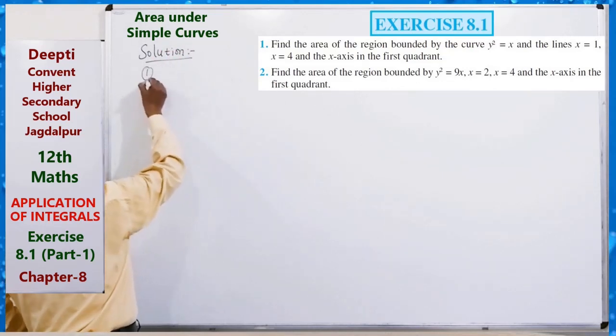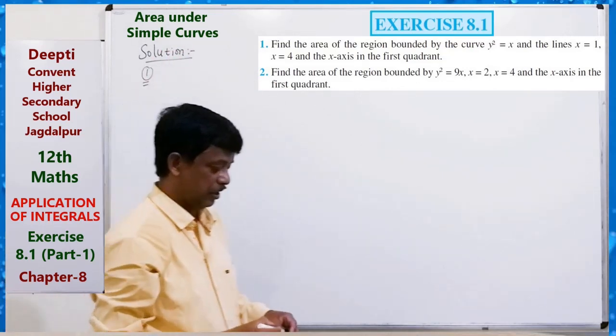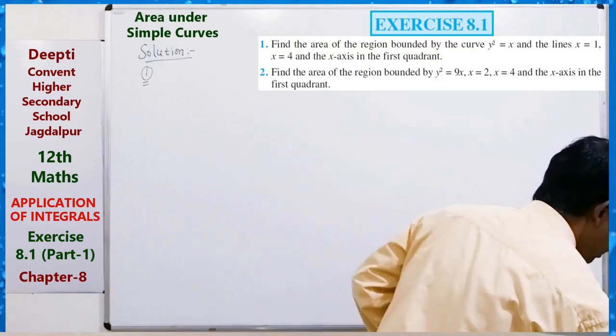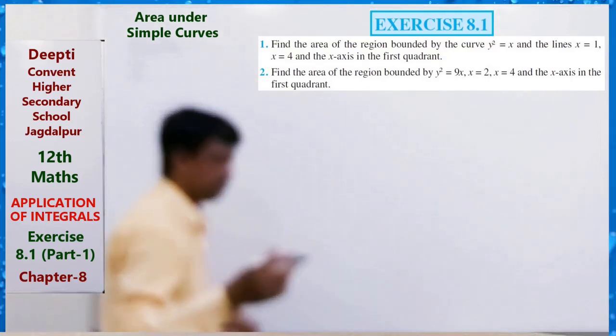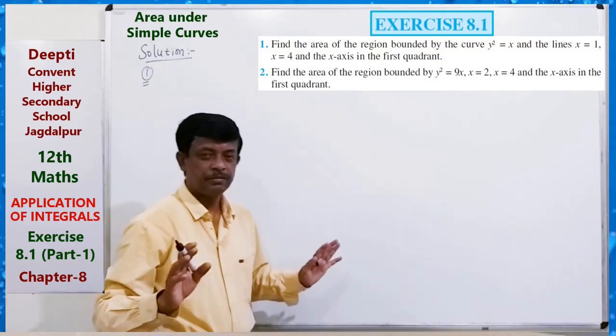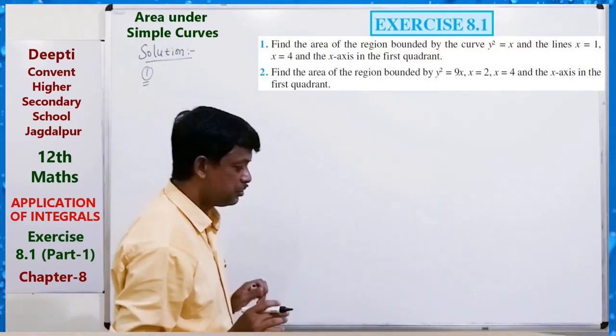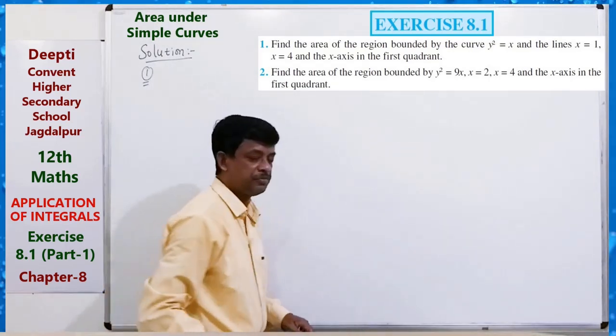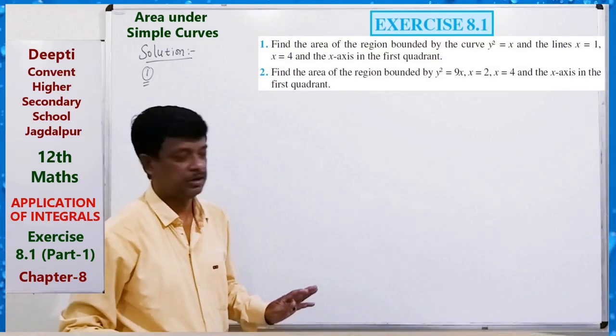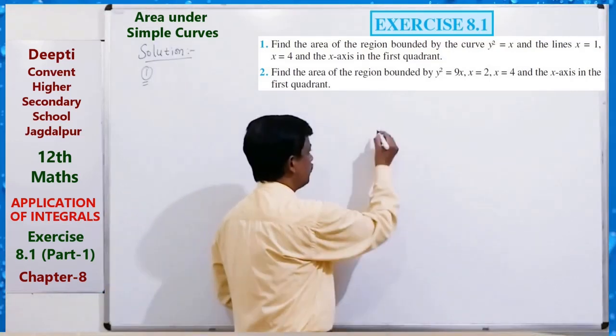Question 1 from exercise 8.1. Okay. So here given, first of all identify the boundary of the region. So y square equal to x, curve. So we have to draw the diagram first of all. Then we can understand what will be the formula.